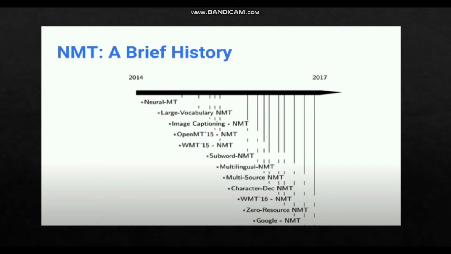NMT, a brief history. Initially the first paper came out, then there is a paper on large vocabulary NMT. Then we see the same architecture used for image captioning. OpenNMT in 2015 is the first competitor which has neural networks involved. Moving forward to 2017, when Google's phenomenal multilingual NMT came out, all these models are based on neural networks, which made us come across a question.